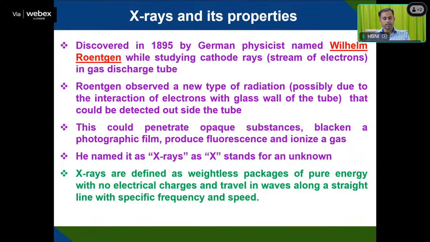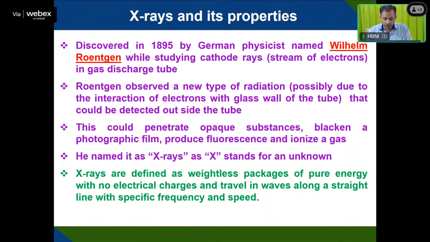scientist Röntgen, from the cathode ray experiments that he was doing. When he did this experiment, he named it X-ray because he did not know what it was. So X stands for unknown. Röntgen observed a new type of radiation, possibly due to the interaction of electrons with the glass wall, which he thought could be detected outside the tube. It could penetrate opaque substances, blacken photographic films, and produce fluorescence and ionization of gas. So he named it X-ray.